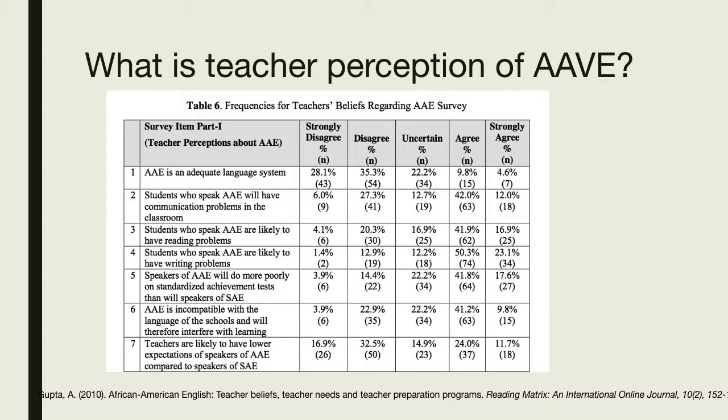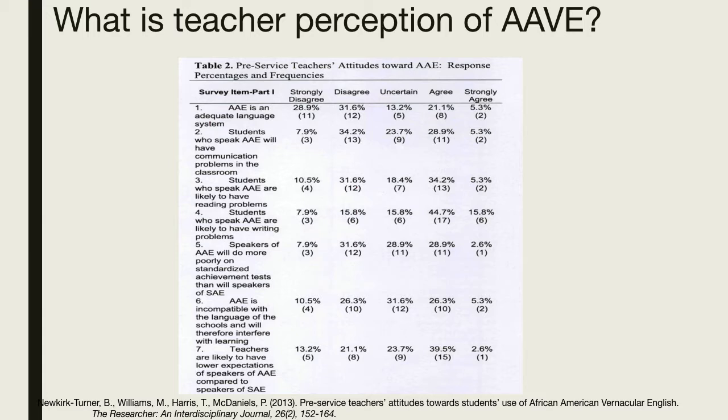They feel that AAVE speakers are likely to have problems with reading and writing, standardized achievement tests, and that it will interfere with learning. It's true, Gupta did a study in 2010 surveying teachers on their beliefs about AAVE speakers, and those were the results. In fact, most even admitted to having lower expectations of AAVE speakers compared to those who spoke the mainstream dialect.